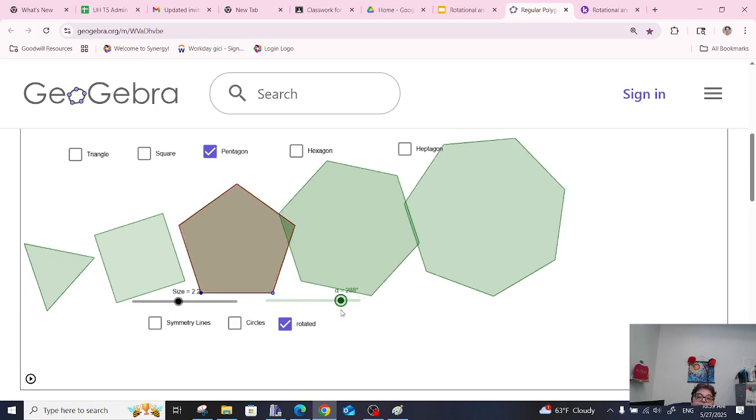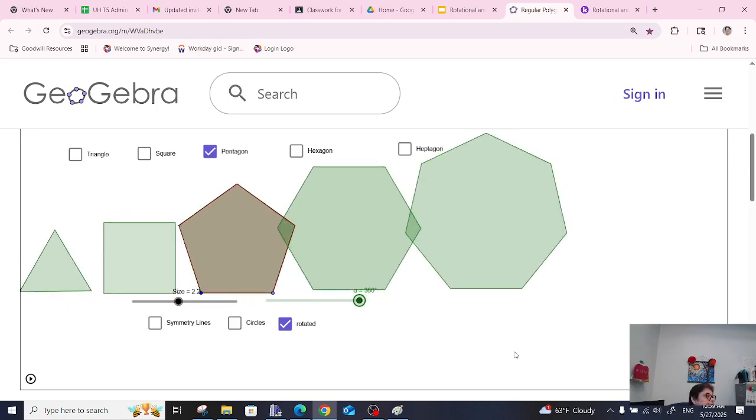Does seeing it rotate kind of help you understand it better, I hope? I can't rotate all things. I know. That's why I have this up here. And then 360, of course.